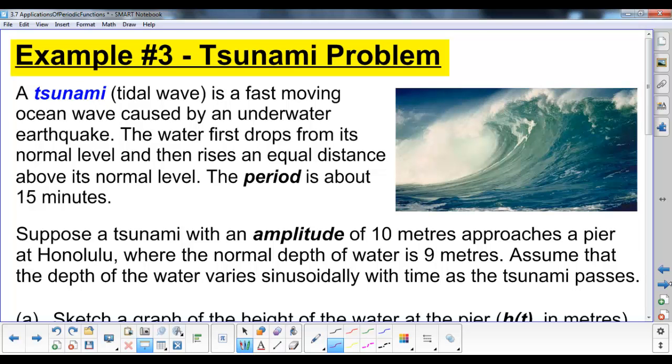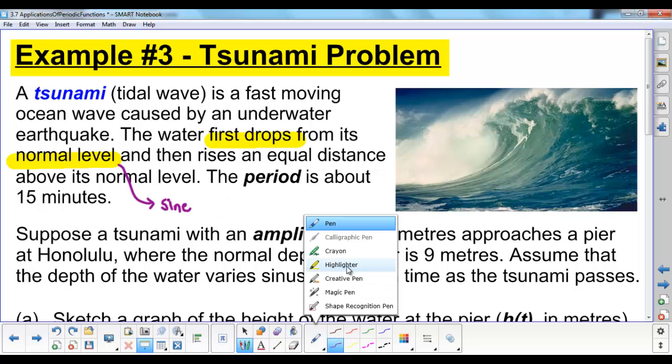So a tsunami is basically just a tidal wave caused by an underwater earthquake. It says, and here we're going to start highlighting, the water first drops from its normal level and then rises an equal distance above its normal level. So that tells me that because we're starting at this normal level and dropping above and below that, this is probably going to be a sine function.